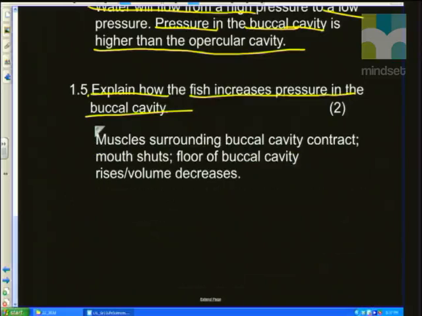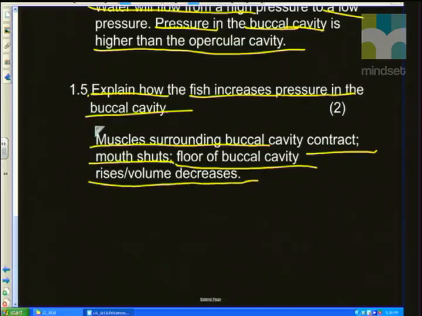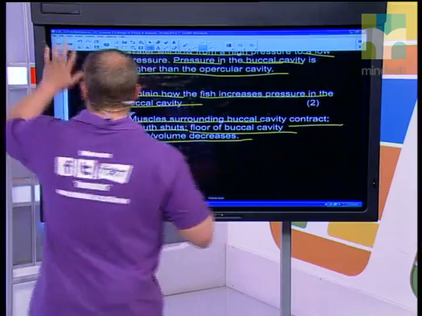It says the muscles surrounding the buccal cavity contract. The mouth shuts. The floor of the buccal cavity will rise. The volume will decrease, and that's how it creates that pressure on the inside. Now this is stuff you need to know. You need to go over it, and you need to use your brains. Some things they're not going to tell you, but you need to put one and one together to make how much? 2.